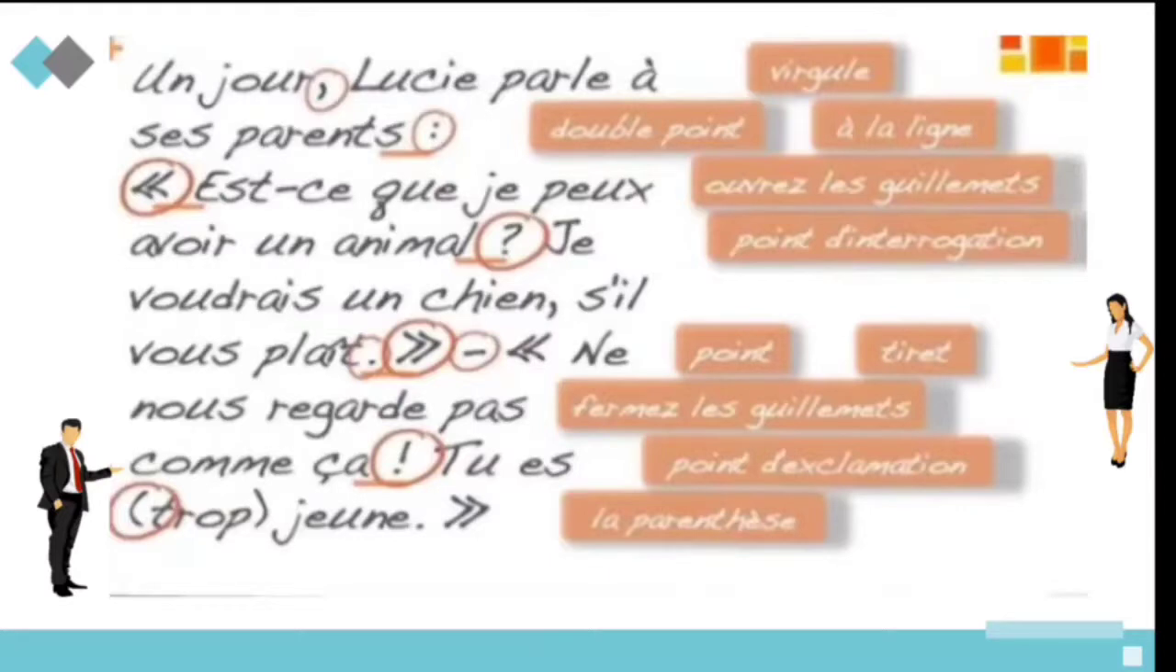Next, tiret, it means dash. And ne nous regarde pas comme ça, exclamation. Point d'exclamation, that is exclamation. And tu es trop jaune, la parenthèse, it's an open bracket, that is a bracket. So this is all about the punctuation marks.